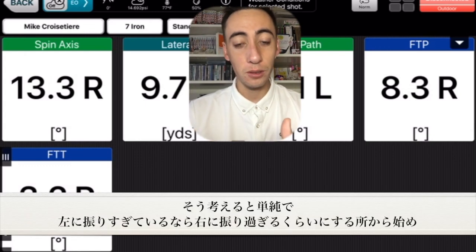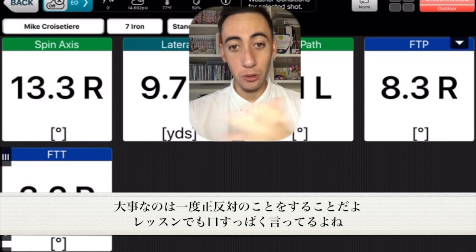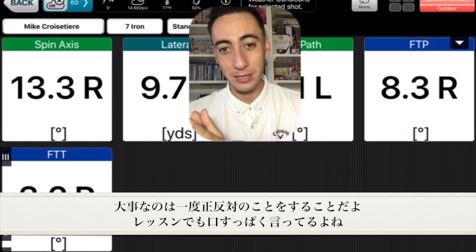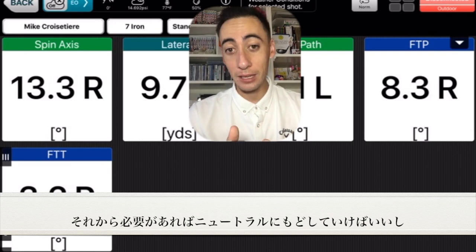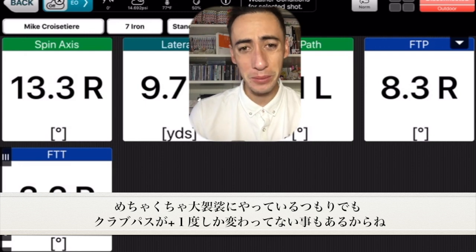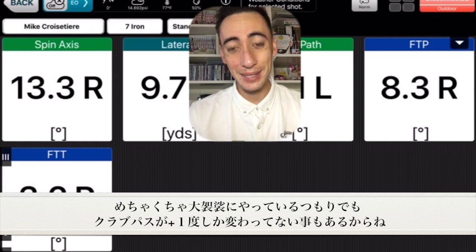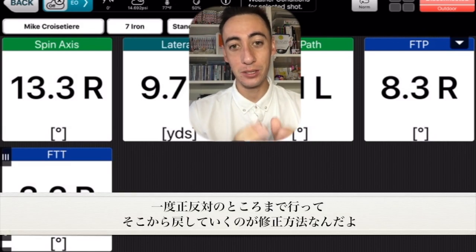If you're swinging too far left and you want to swing more right, just try to overdo it, go to the other side, right? That's what we talk about in the lessons all the time. Then see what that produces, and work your way back if you need to. Or if you feel super extreme and you only shifted about maybe to plus 1 in-to-out, then that's probably the feeling you've got to feel. But again, we've already gone over this in lessons. It's getting to the other side and then working your way back.